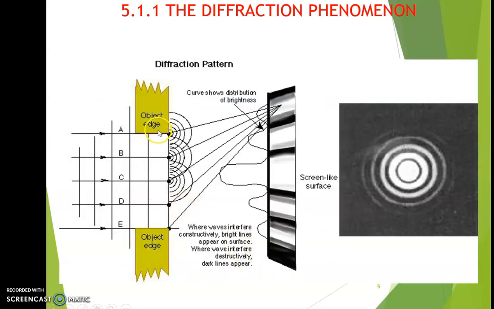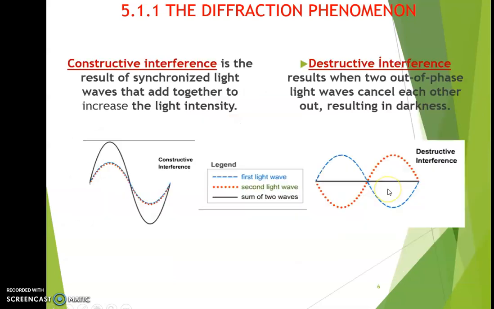From this figure, we can see the diffraction pattern, where light is coming from the left, and they create a pattern just like a ring pattern. Okay. So, constructive interference and destructive interference.